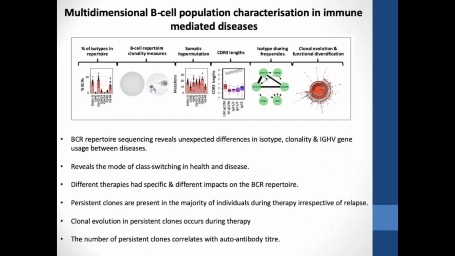So as a summary of this, we show basically a multidimensional way of population characterization using B-cell receptor sequencing. We reveal unexpected differences in isotype clonality and V gene usages between diseases. We reveal differences in the mode of class switch recombination between health and disease. We show the impact of different therapies and that there were specific impacts on B-cell repertoire between the therapies. We look at the nature of persistent clones between individuals and between therapies and look at clonal evolution.